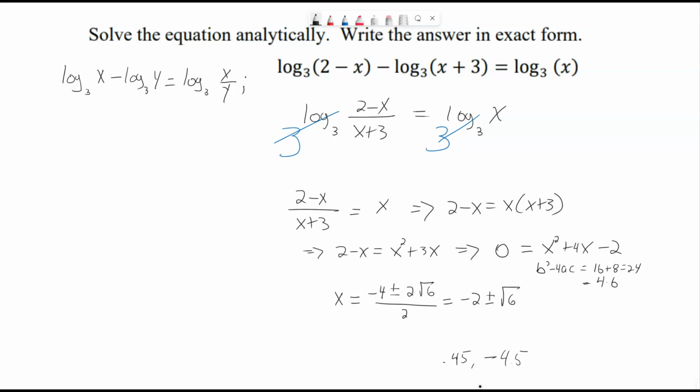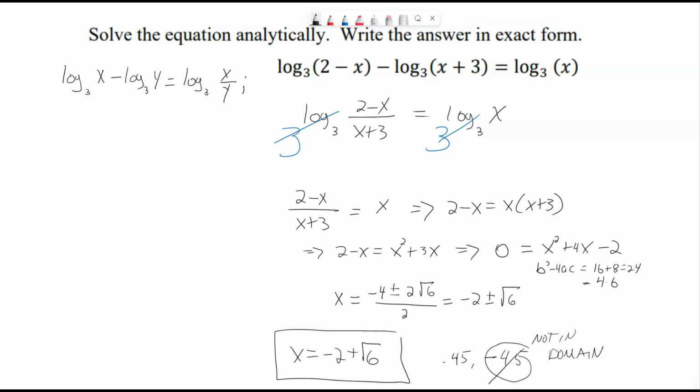Our second expression, x plus 3. 0.45 plus 3 is positive, but negative 4.5 plus 3 is negative. This value, which is from the negative one, is not in the domain. So it cannot be a solution. It doesn't even exist. So that was from the negative, and so our answer is only the positive one. And that's what we get.